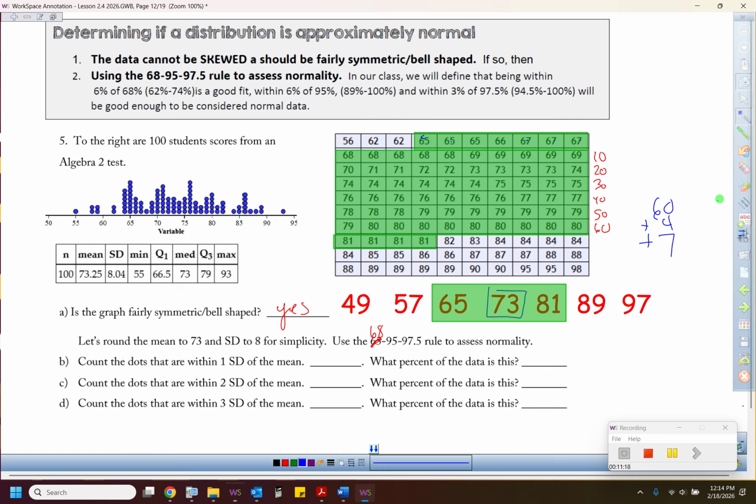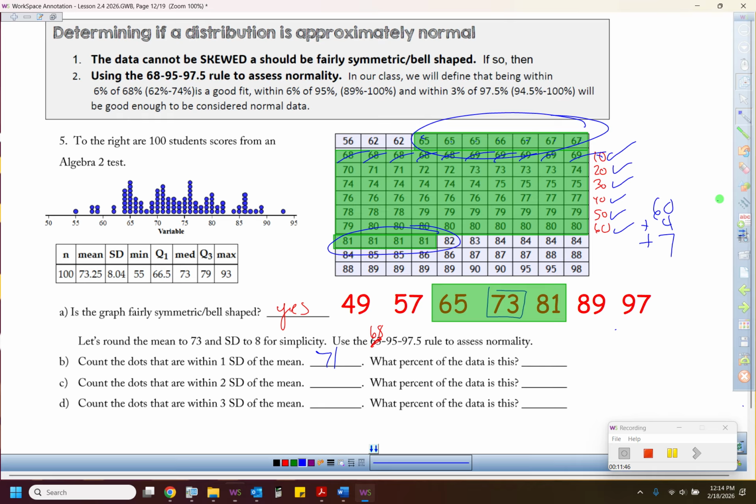Does that sound okay? So each one of these, there's 1, 2, 3, 4, 5, 10 wide. So every row counts for 10. So I did 10, 20, 30, 40, 50, 60. Then there's 4 more right there and 7 more right there. Are you with me on that? So does that kind of make sense? So 71 of them fell within 1 standard deviation of the mean.